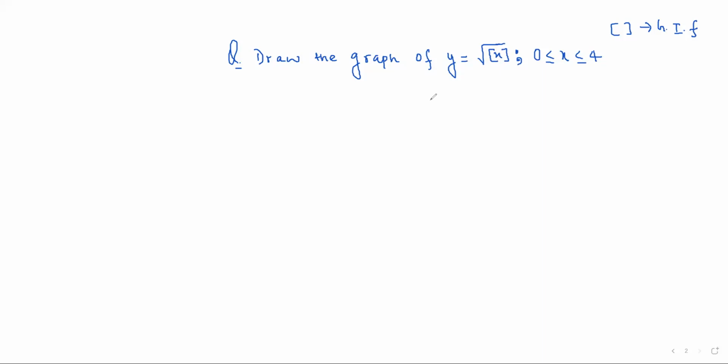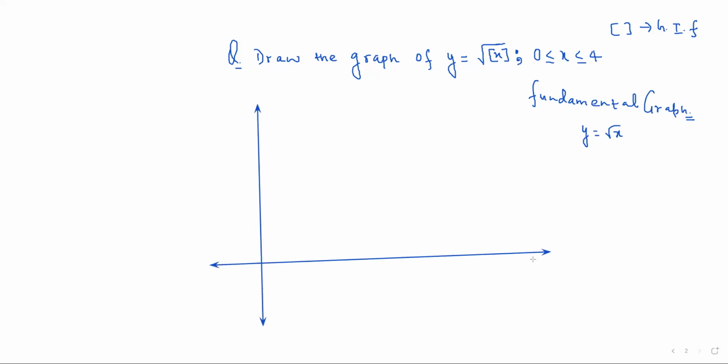So beta, let me know, what is your fundamental graph? Fundamental graph is y is equal to root x. Got it? So the graph is between 0 to 4. So positive condition, positive axis, so no need to take the negative axis.